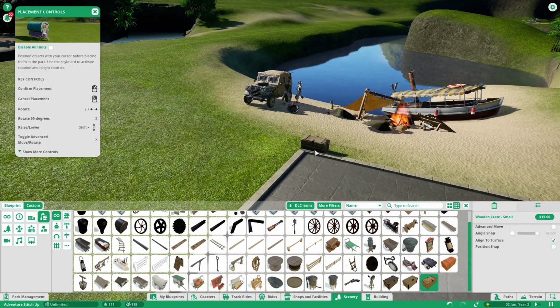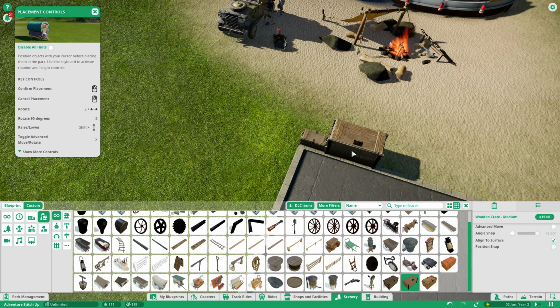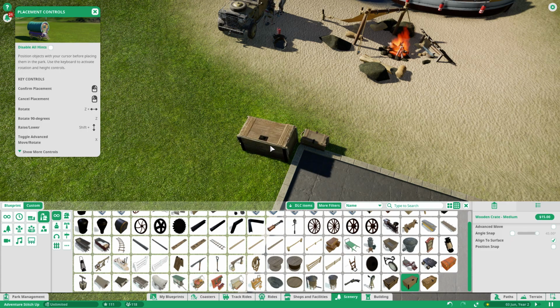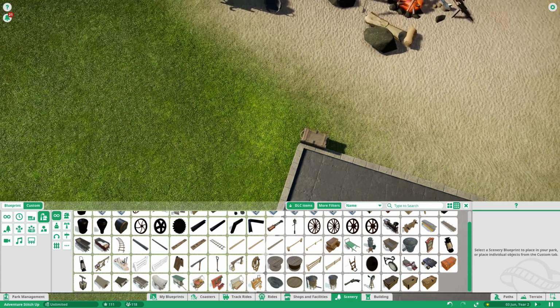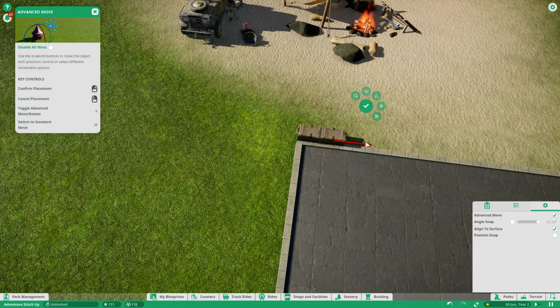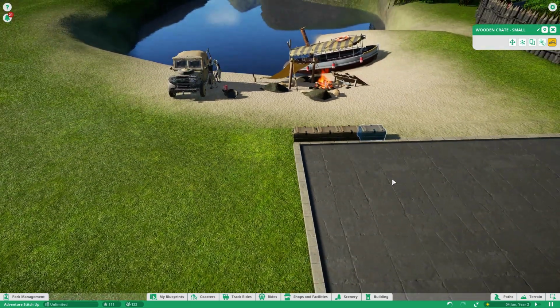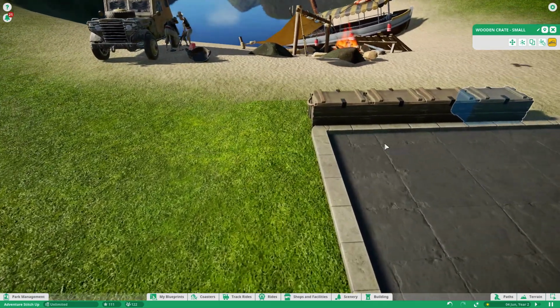In fact, here's an idea. What about if we did a whole lot of crates as the fence? We might just do it like this. Okay, let's see. And then to break it up, because those are going to make it look... No, they just kind of look silly all joined together.